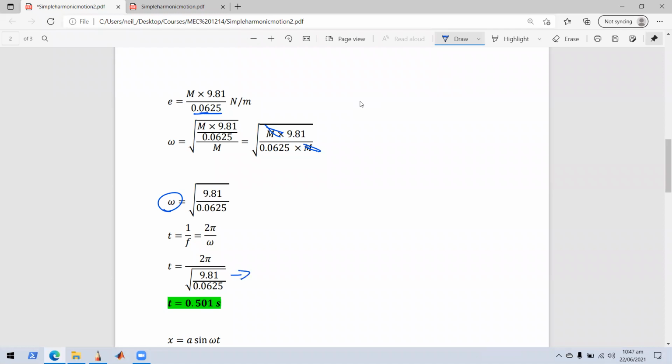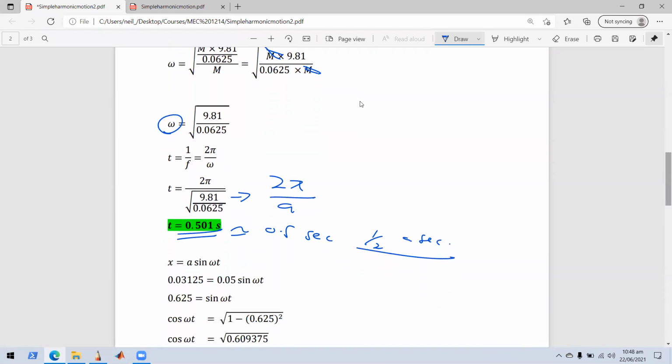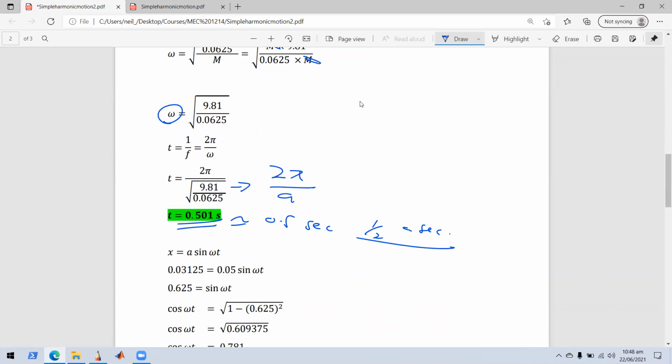So you plug this into the calculator and you get some value, and then 2 pi divided by that value should give you time is equal to 0.501 seconds, approximately 0.5 seconds, half a second. If you guys are working along with me, you should get the same answer. If not, just let me know. Okay, so time is half a second.